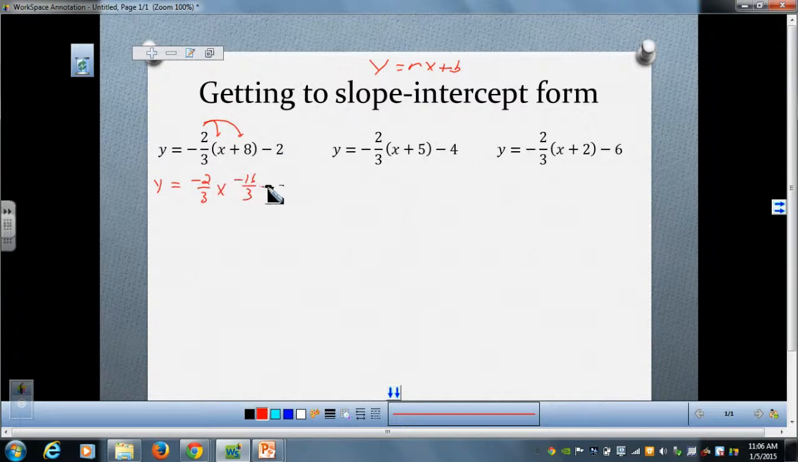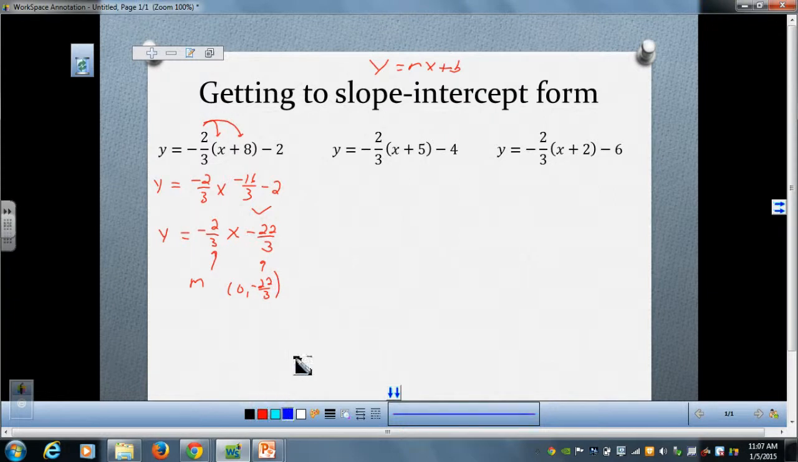I want to just bring down the minus 2 here. And then the final step is just to combine these two like terms. So negative 16/3 minus 2 would be negative 22/3. Notice we are now in slope-intercept form. We can see that our slope or rate of change is negative 2/3, and our y-intercept is the point (0, negative 22/3). So it's really just a two-step process from point-slope form to get it into slope-intercept form.